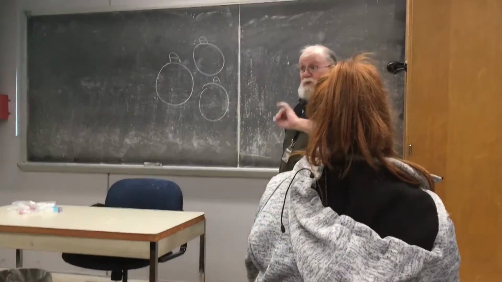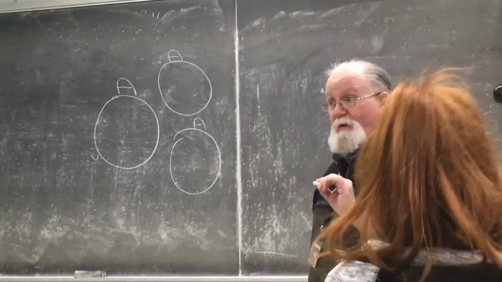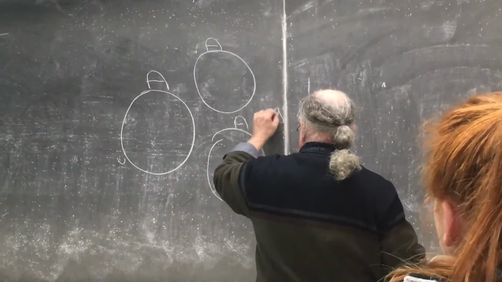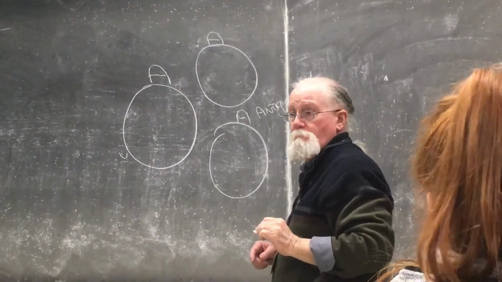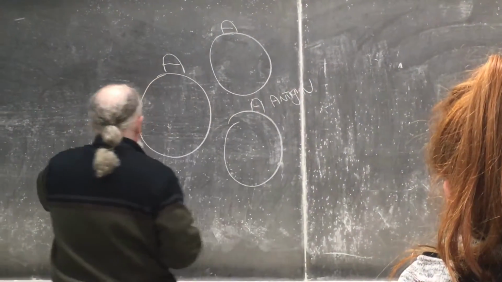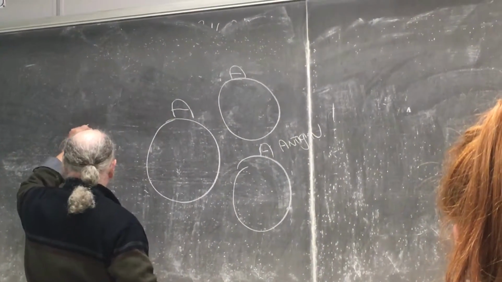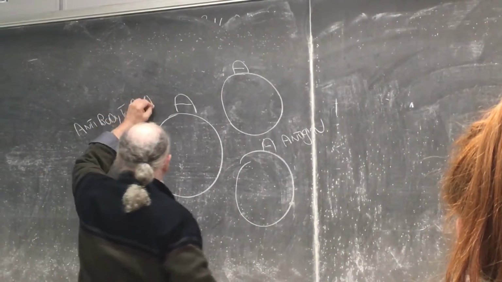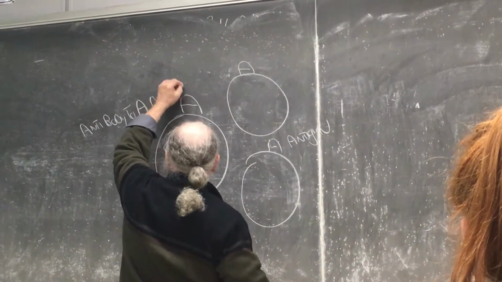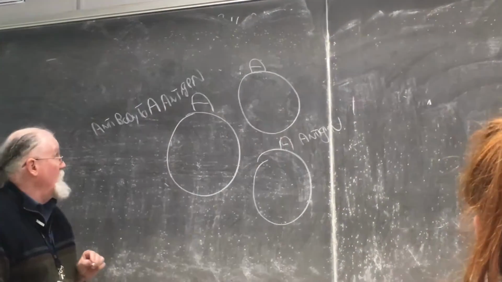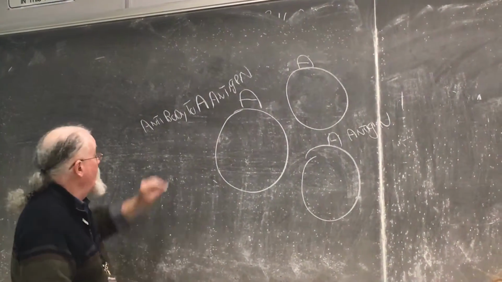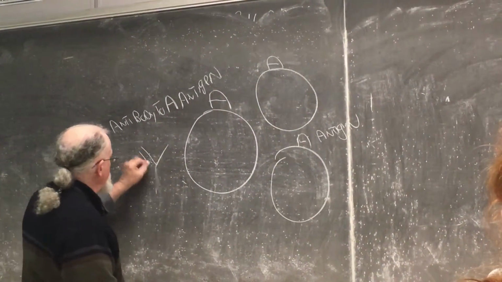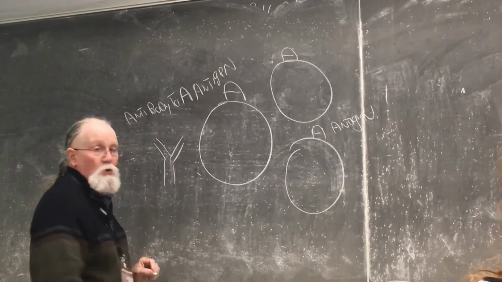Serum. Anti-A serum is antibodies to A. A is the antigen. And the antibody would be an antibody to A antigen, okay? And it would look like that. Well, actually, to be more accurate, it would look like that.